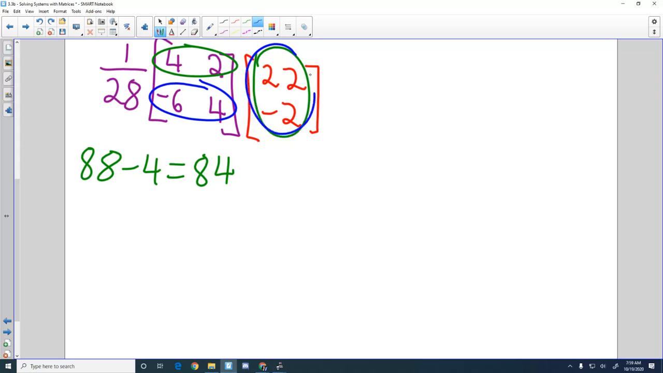Then take the second row times that column. Negative 6 times 22, negative 132. Is that right? Negative 132. And then 4 times negative 2 is negative 8. Which gives us a negative 140, I think. Let me know if I'm off.